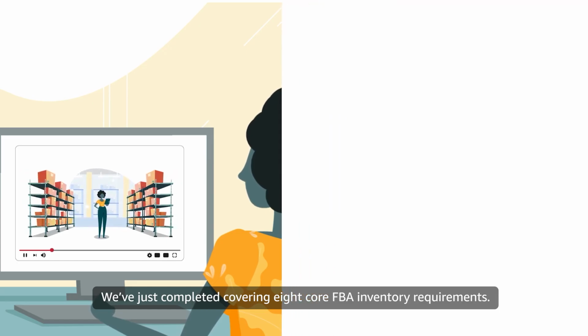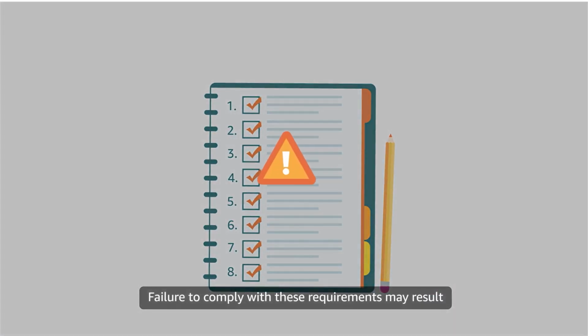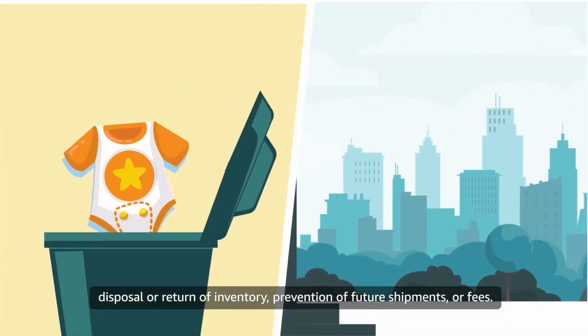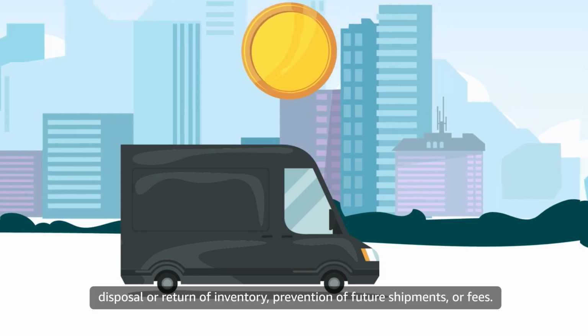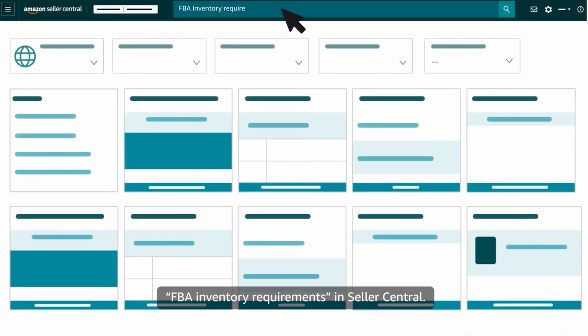We've just completed covering 8 core FBA inventory requirements. Failure to comply with these requirements may result in the refusal of inventory at the fulfillment center, disposal or return of inventory, prevention of future shipments, or fees. Learn more about each requirement by searching for FBA inventory requirements in Seller Central.